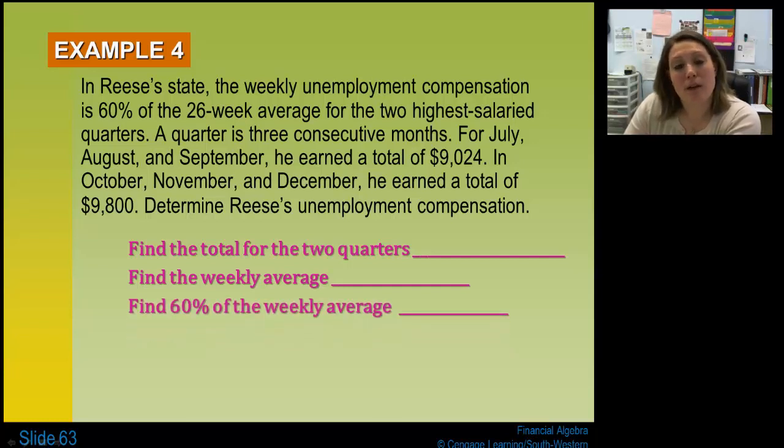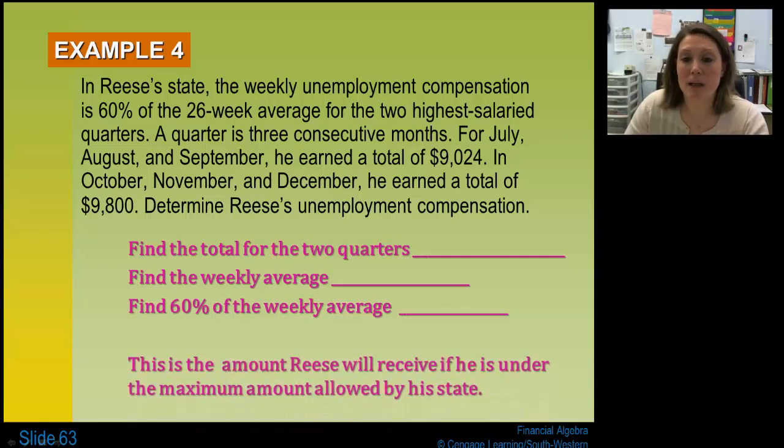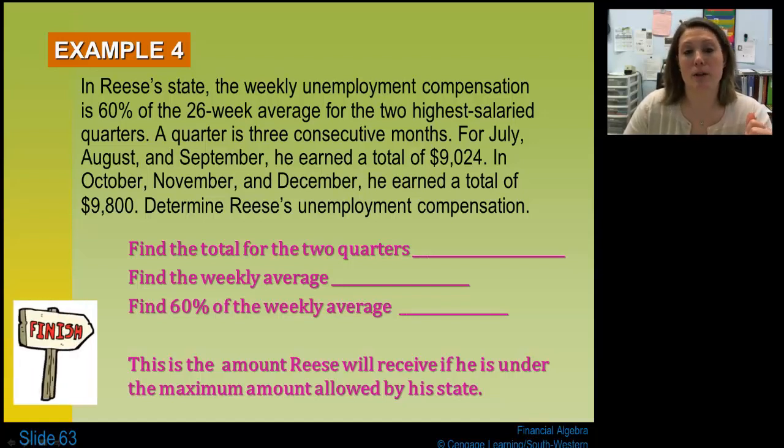Once you have that value, you need to take 60% of, so again, here comes that percent of, so convert 60% to a decimal. Of means multiply by the weekly average. So that will be your answer there. That amount is the amount he will receive if he is under the maximum amount allowed by his state. Every state is different, so it depends on how much you make to calculate your maximum value. So you need to go ahead and finish this question in your notes, please.